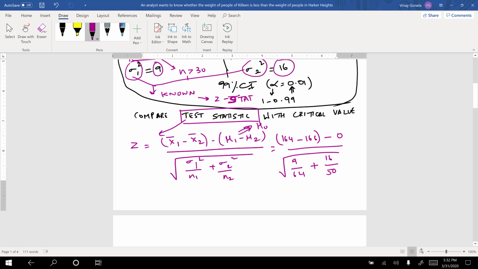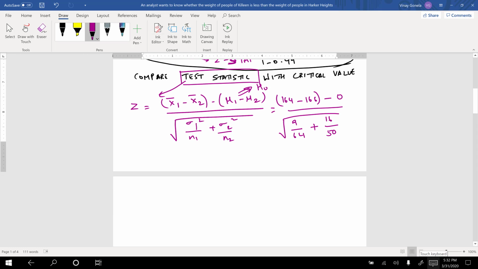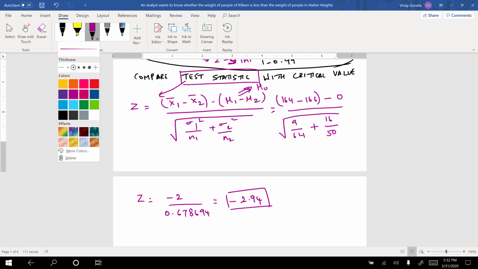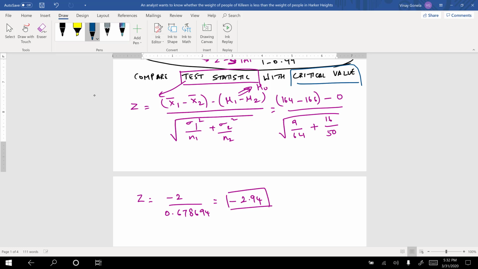So this is going to give us z is equal to, the numerator would be negative 2 and the denominator would be 0.2678694. So this is going to be negative 2.94. This is same as what we did in two-tail. However, now you want to calculate the critical value. For a two-tail problem, it was z alpha over 2, that is what we did in two-tail.